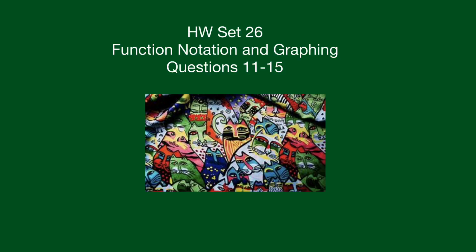This is homework set 26. Question 11 gives us two linear functions, 4x minus 7 and 2x plus 5, and then asks us to add them together, subtract them, and then multiply them. All right, so how about part A?